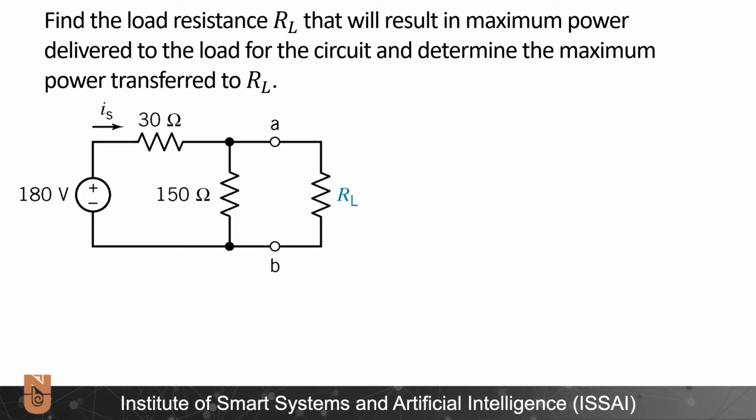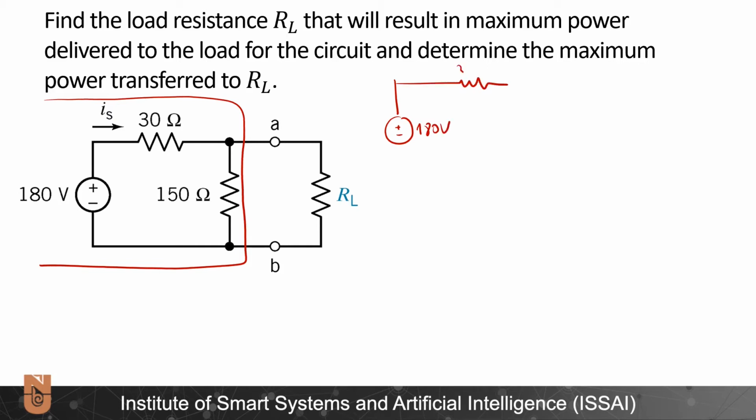Find the load resistance RL that will result in maximum power delivered to the load for the circuit and determine the maximum power transferred to RL. So in order to solve this question, we need to find the Thevenin equivalent of the left side of the circuit. Let's do that. So we can start with the V open circuit, with a 180 volt source.